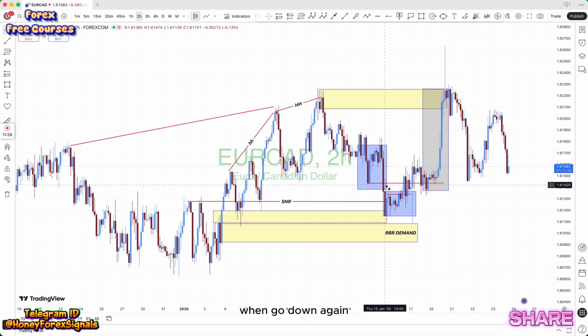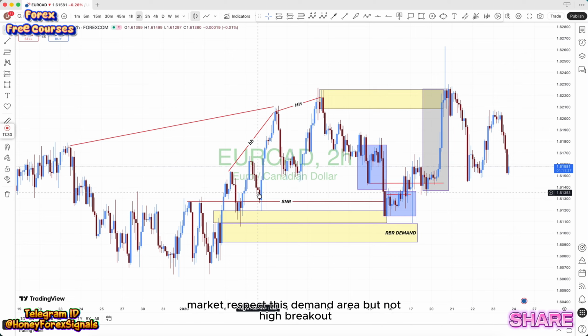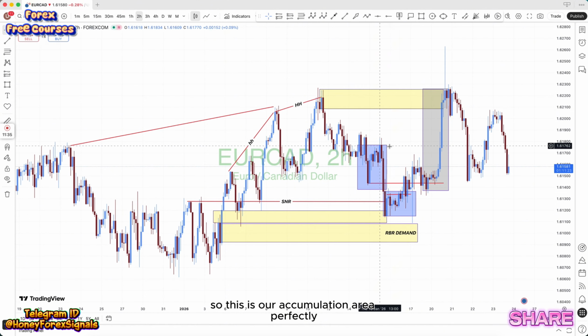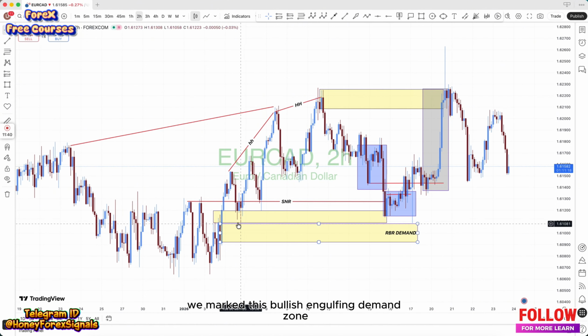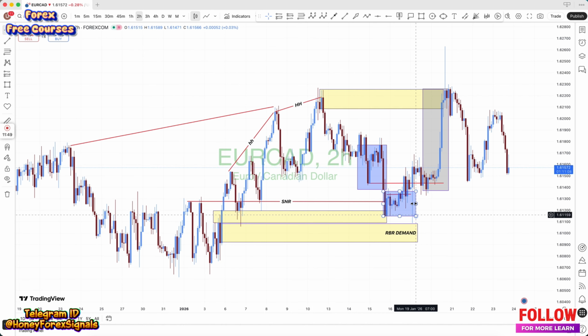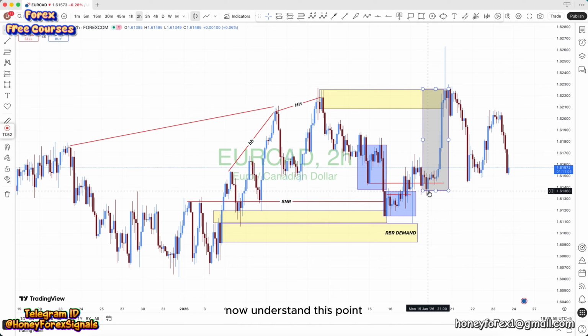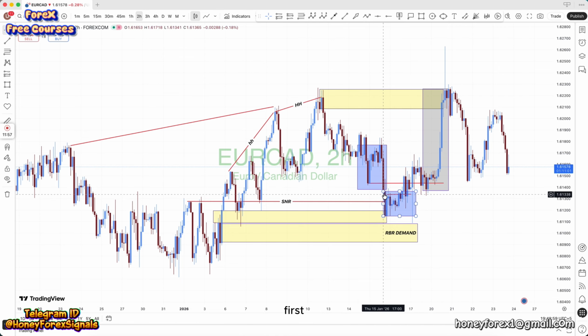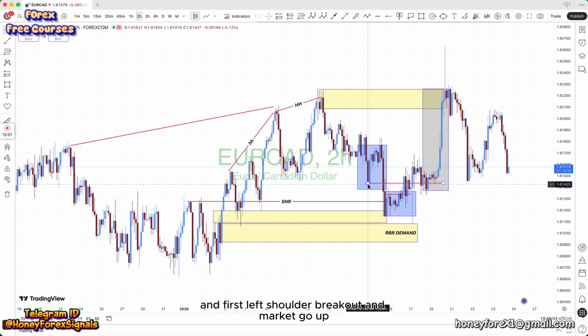When it goes down again, the market respects this demand area but does not break the high. So this is our accumulation area, perfectly. We mark this bullish engulfing demand zone. The market made manipulation here. Look, manipulation here. Now understand this point: we don't take entry from here. Look here, first a bearish candle breakout, then the first left shoulder breakout, and the market goes up.